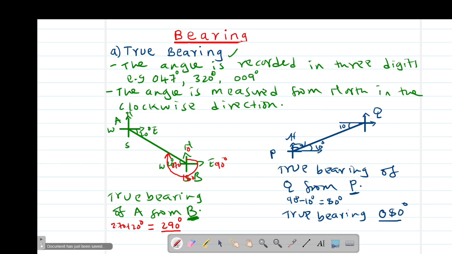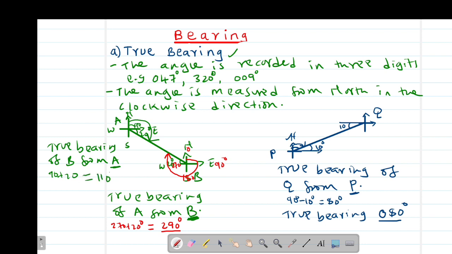Now, suppose for this first case, you are told to find the true bearing of B from A. Then the answer will be, we are going to measure the angle from our point A. So this is point A, so the required angle is this angle here, B from A. If the whole of this is 90 degrees, it will be 90 plus 20 degrees. 90 plus 20, you are going to get 110 degrees. Therefore, the true bearing here will be 110 degrees.